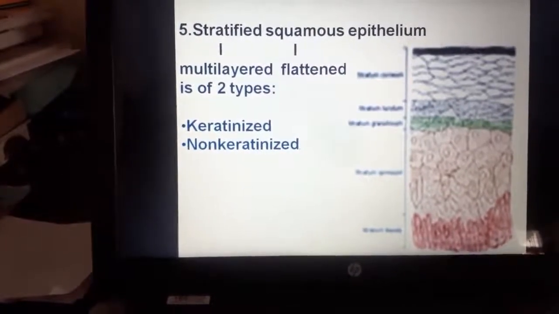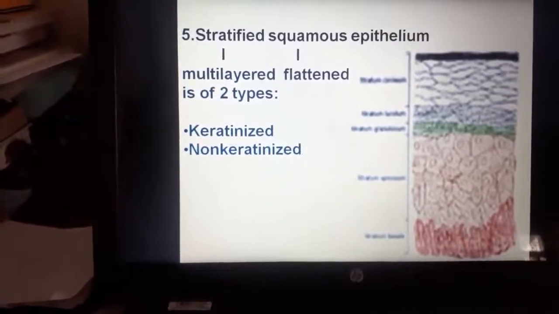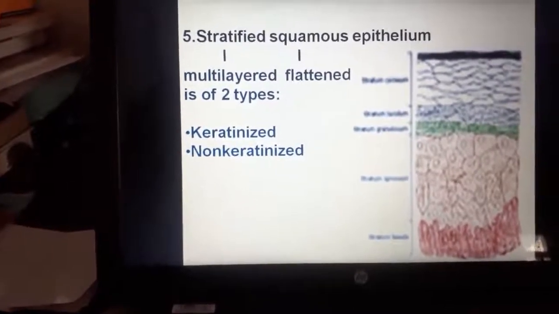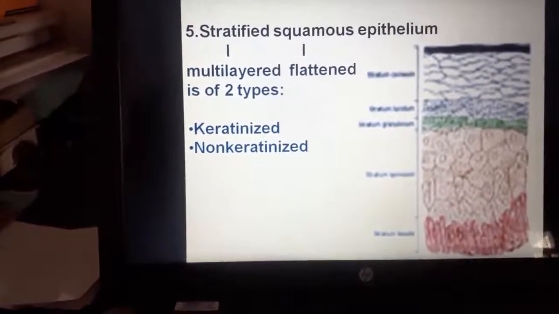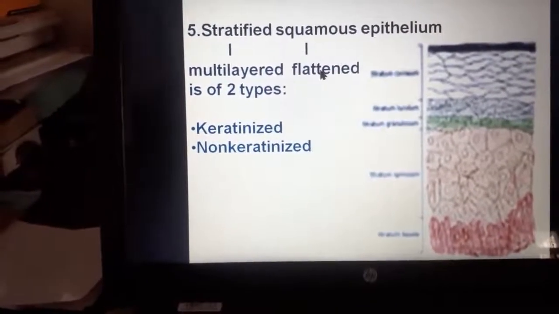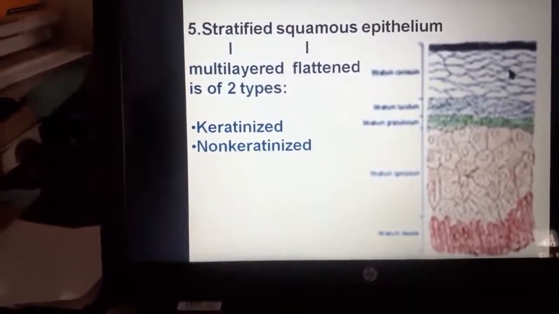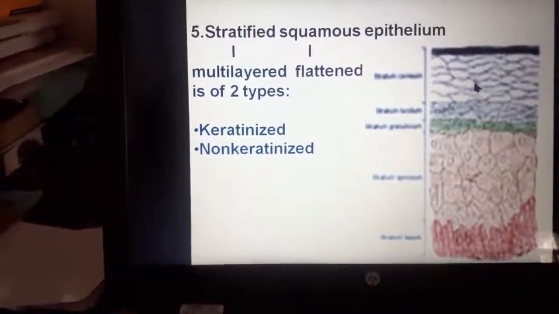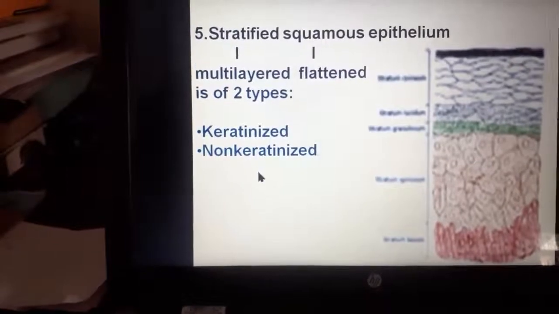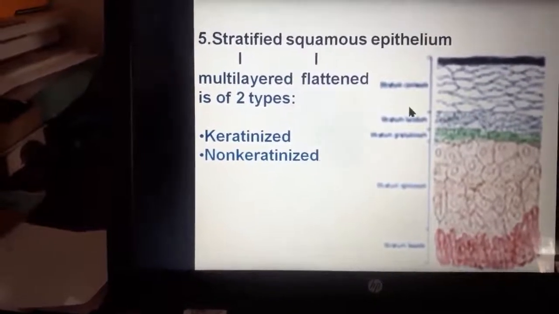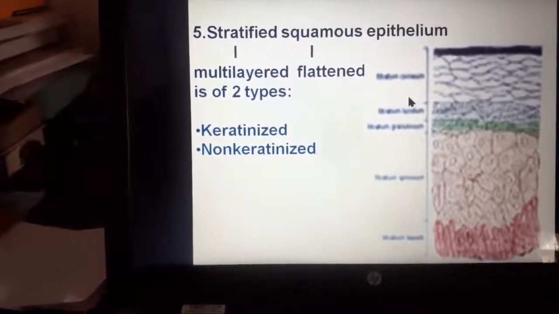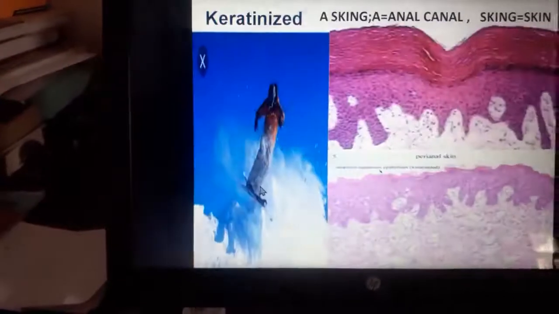stratified squamous epithelium. All the previous ones are single layered, and now it is multi-layered. Stratified means multi-layered, and squamous is flattened. The flattened and the multi-layered. Okay, and it can be of two types, keratinized and non-keratinized. If the outermost layer is of keratin, this black one, then it is keratinized.